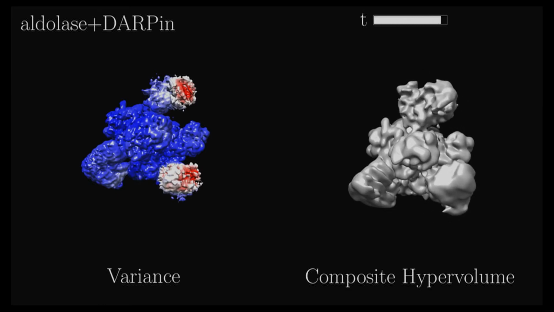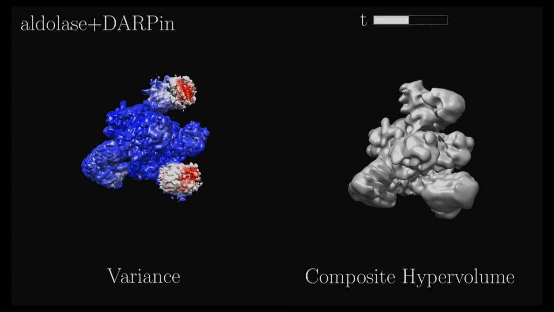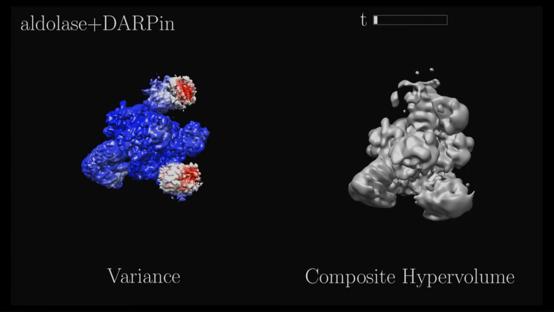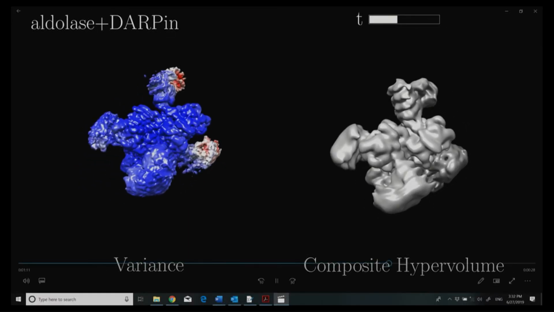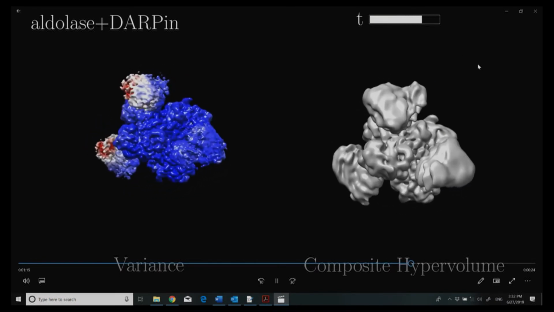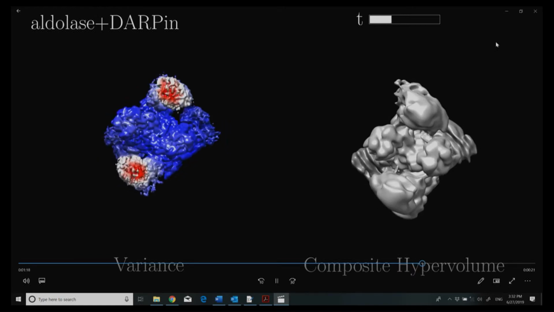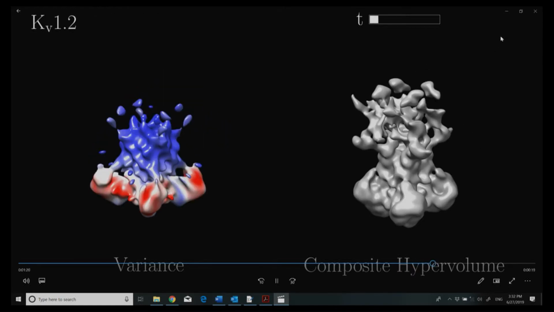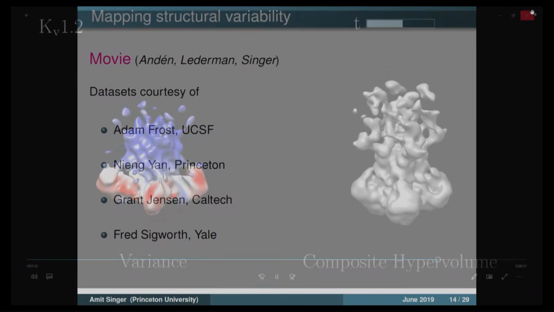Here, for example, you can see two regions moving in a synchronous fashion. What is the left and the right? The left, you can see it's high resolution. The right is low resolution. But the right is also showing you conformational variability.